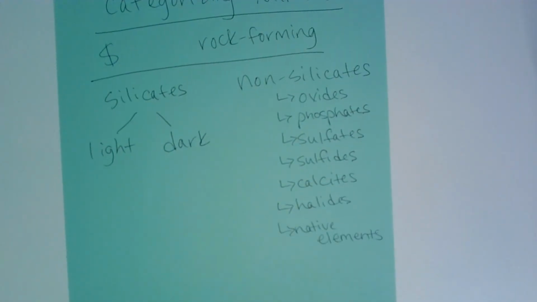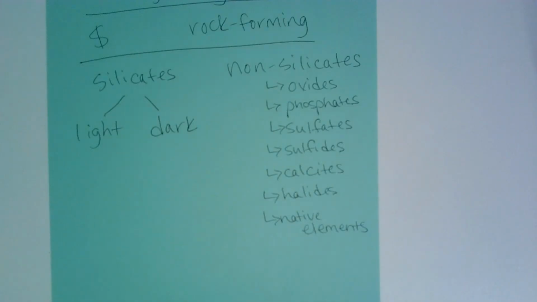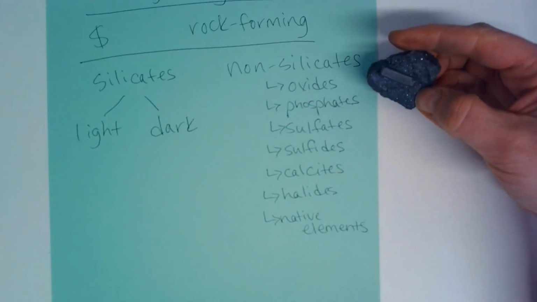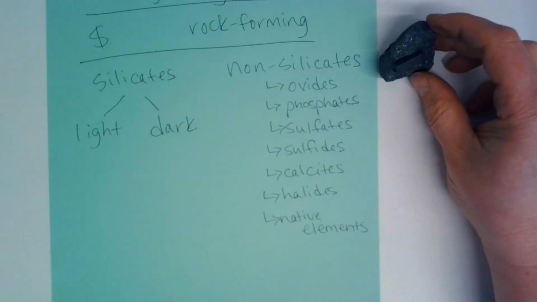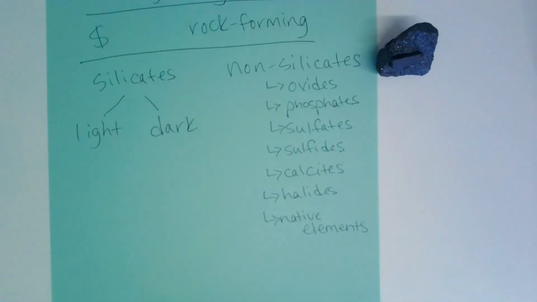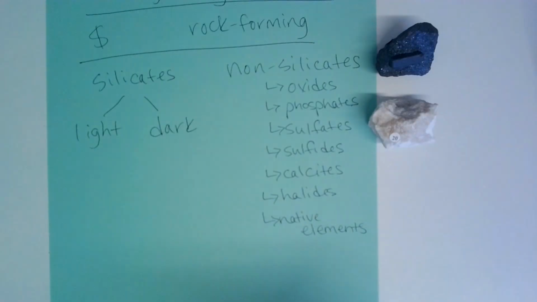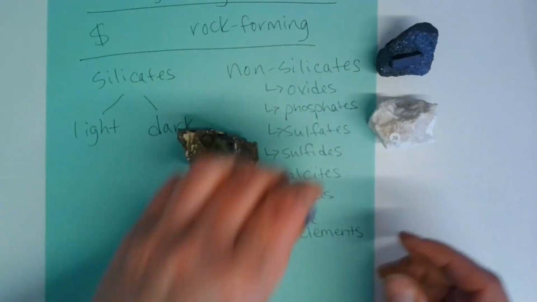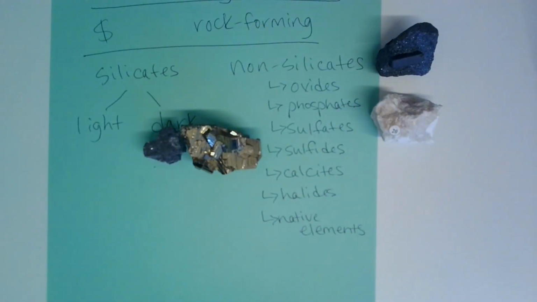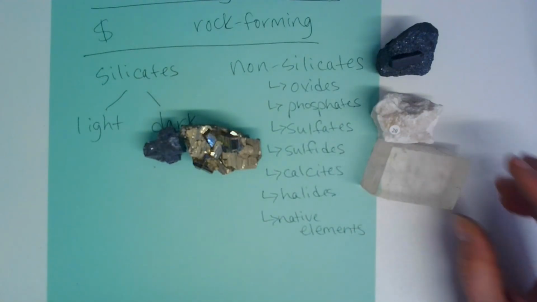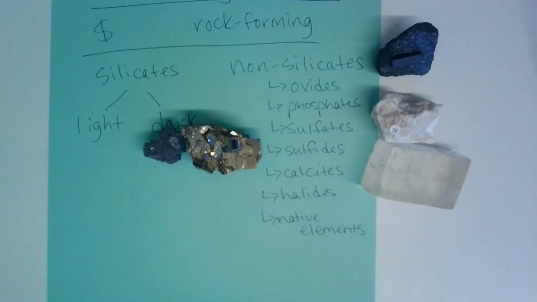All right, so our non-silicates we can break into a ton of different categories. So magnetite, we've already seen the magnet's still attached. That's iron oxide. So that would be an example of an iron oxide. I don't have any phosphates with me. Sulfates, an example would be gypsum. So there's my gypsum. I got sulfides. I've shown you both pyrite and galena. Those are both sulfides. I've already shown you calcite, a couple of different versions of calcite. Fluorite, I've shown you that one, that's a halide.